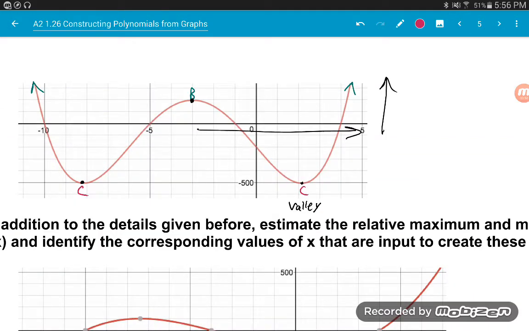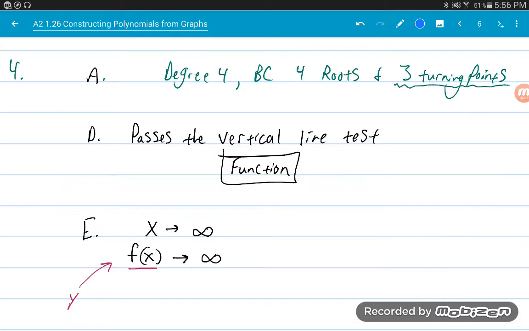Now let's look at the graph again. As we go to the left, which is negative infinity, it goes up as well. So as x goes to negative infinity, just left, y, for f of x, goes to positive infinity again. So that's the end behavior.